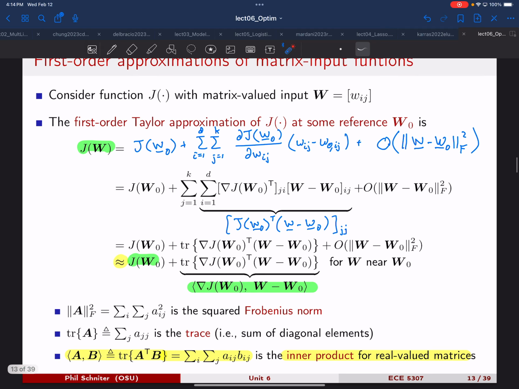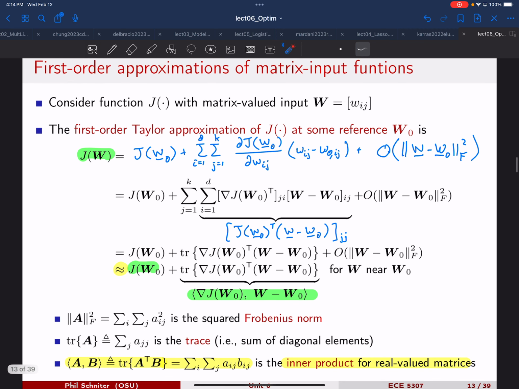Okay, so that brings us to looking at an example of this first order approximation of matrix input functions. Are there any questions? Yes. So what do you mean by the linear approximation of the function at the point W naught? What do I mean?